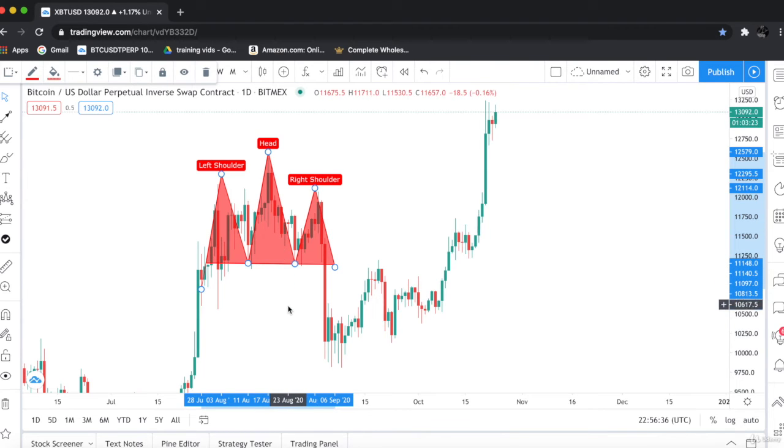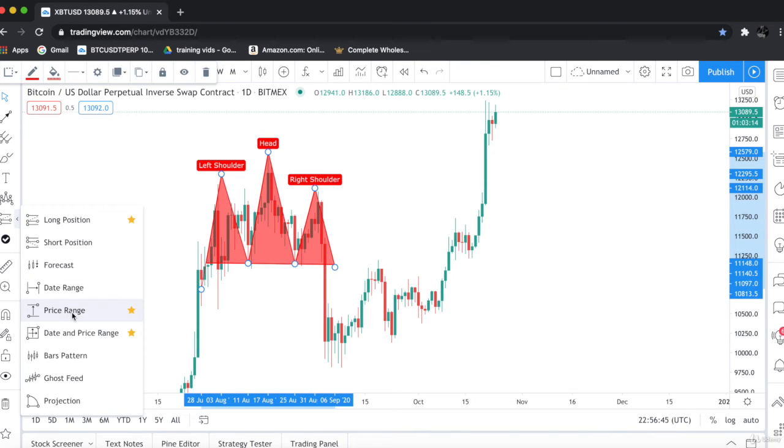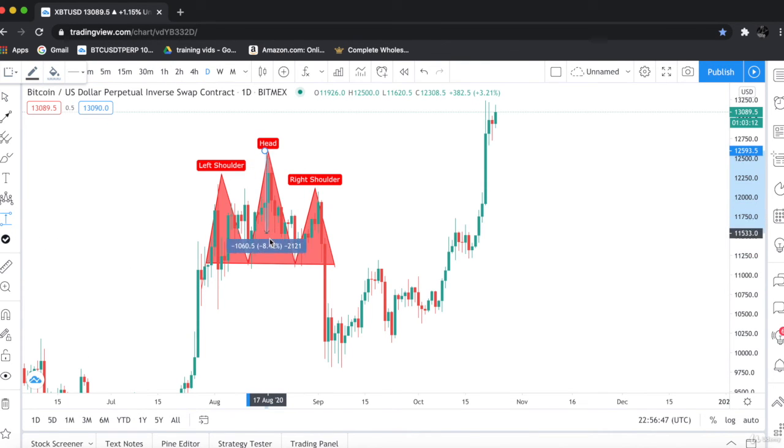The target for the head and shoulder would be that you have to take the range tool from the toolbox and measure the distance from the head to the neckline. Let's take the range tool from head to the neckline. Once this neckline gets broken, the price will fall drastically.